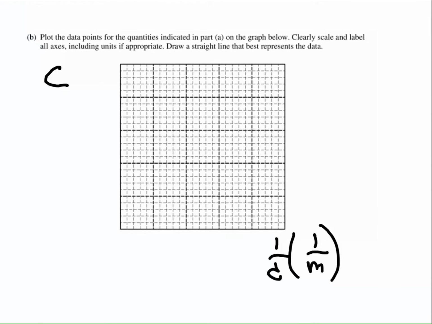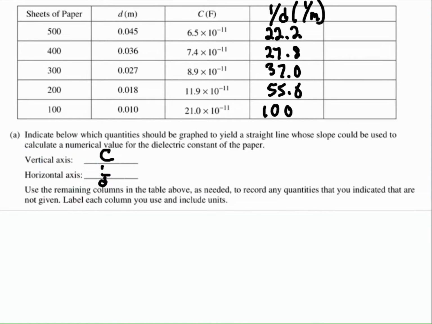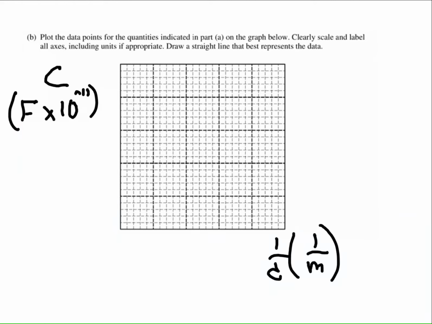Now, C, technically farads, but I'm going to do a little trick here. I'm going to say farads times 10 to the negative 11, because if you look over here carefully, each one of these is times 10 to the negative 11. So instead of us having to do that scale, we could just do a scale from 0 to 25, let's say, because there are 25 boxes. We do 0, 5, 10, 15, 20, 25. That would work out nicely.